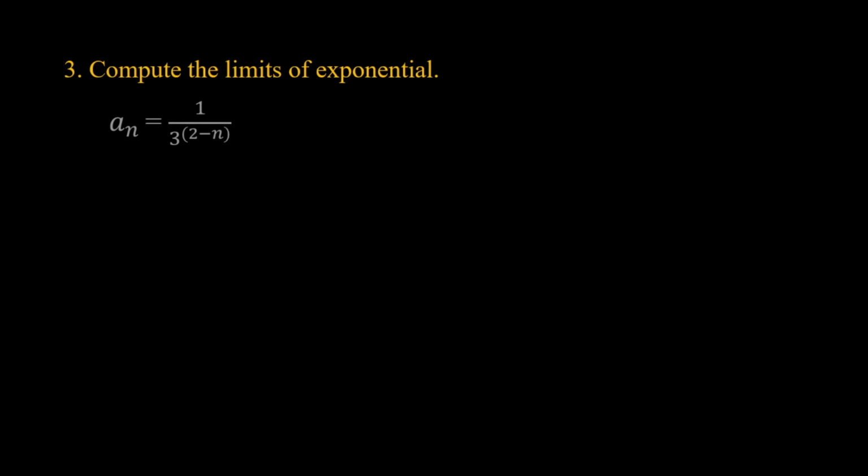Now the third one, compute the limit of exponential. So given a of n equals 1 over 3 to the 2 minus n. So separate the bottom first. So you get 1 over 3 to the 2 times 3 to the negative n. You know that 3 to the 2 is 9, so substitute 9 in it.